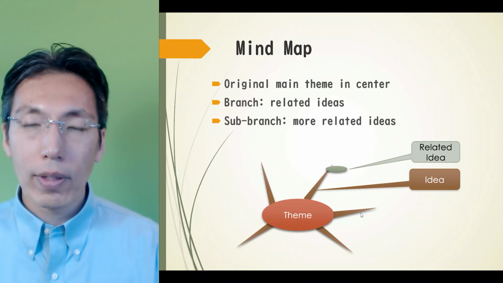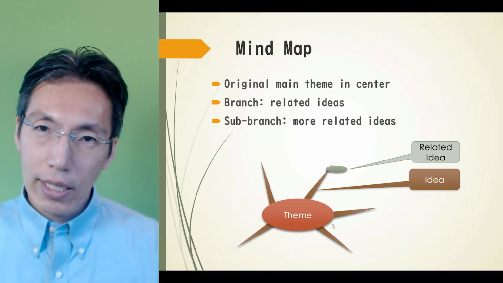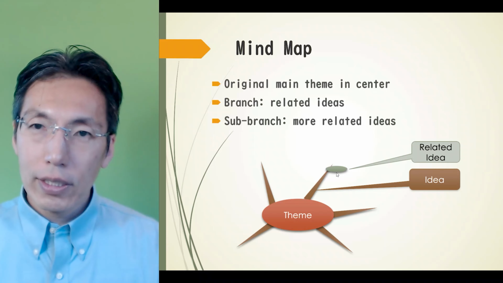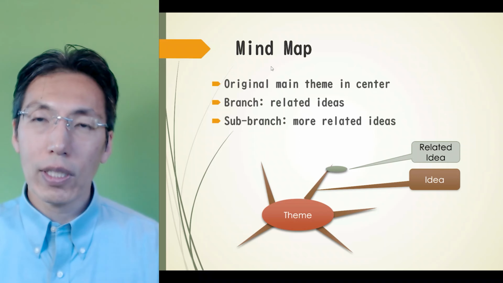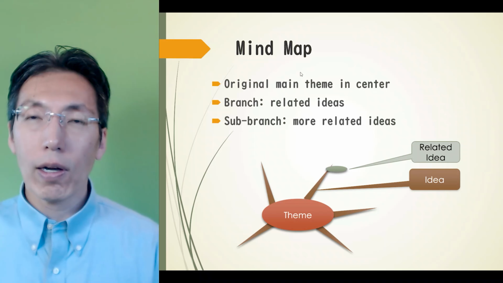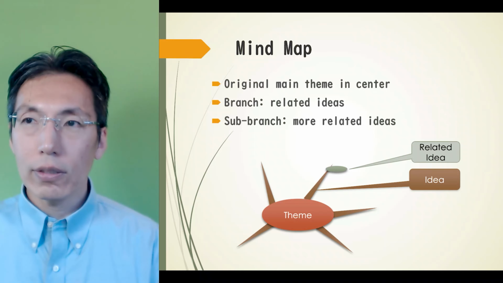So the mind map, I'm not good at drawing. This is like a sea urchin or some kind of animal. The original idea is the main theme in the center, and then branches are related ideas, and the sub branches are like a leaf, a more related idea to the branch. So this is the basic idea of mind mapping. This is how our brain imagines the next step, a related idea.